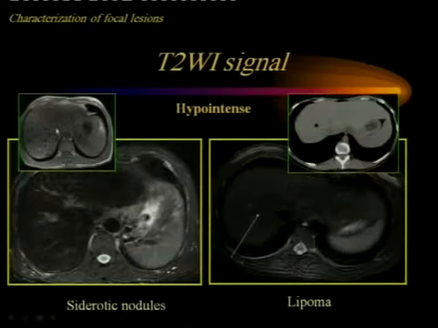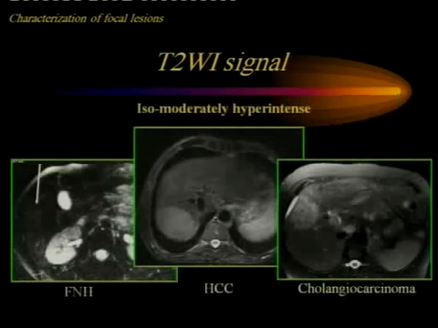Again, as I said, with siderosis, you can see that on all sequences they tend to remain low signal intensity on the T2 weighted images as well. Even lipomas as well, although on T2 weighted you would expect them to be bright, since we do this with fat suppression, these will tend to be low signal as well on the T2 weighted images.